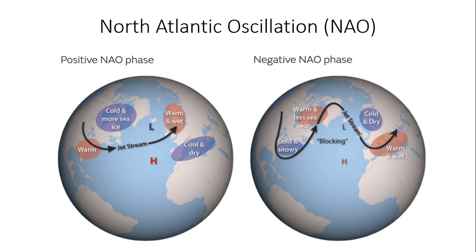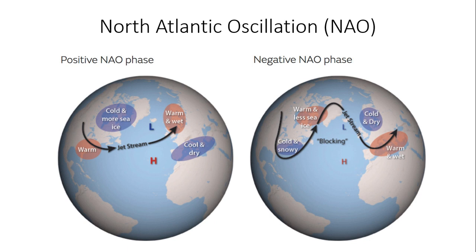You generally get a stronger Atlantic jet stream with a positive NAO phase, where you've got a stronger Icelandic low, and to the south of that you have a stronger Bermuda high. So you've got winds that are moving pretty quick west to east across the Atlantic at the jet stream level, and this generally tends to lead to warm and wet conditions across Western Europe.